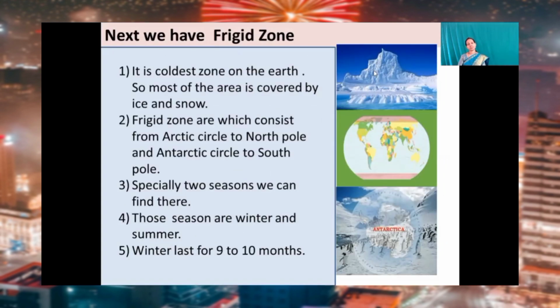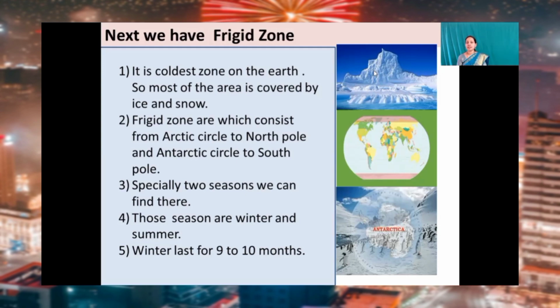Next we have the frigid zone. It is the coldest zone on the earth. So most of the area is covered by ice and snow. The frigid zone consists of the area from the Arctic Circle to the North Pole and the Antarctic Circle to the South Pole. Especially 2 seasons we can find there. Those seasons are winter and summer. Winter lasts for 9 to 10 months.